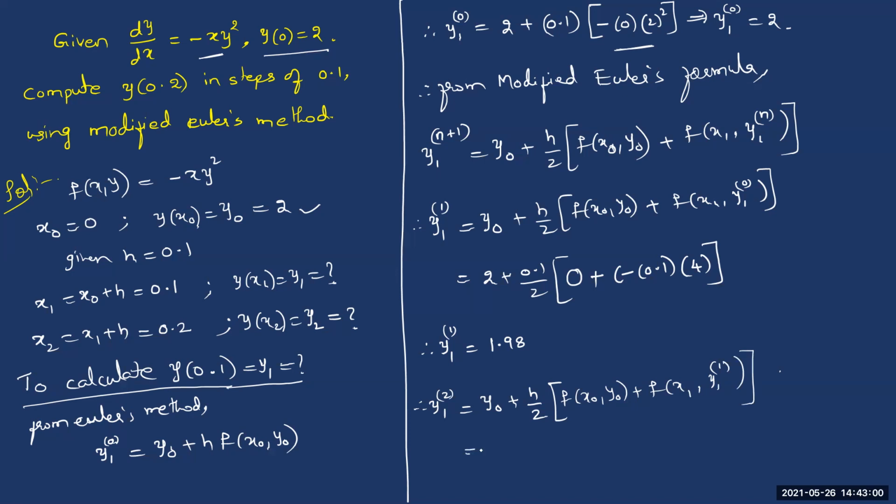Right, let us substitute everything into this. This is 2 plus 0.1 by 2 into f of x naught, y naught, which is again 0 only, then minus f of x1, which is 0.1, and here y1, the first approximation we got as 1.98, but here we need to take its square, right? So I'm just taking it as 1.98 whole square.